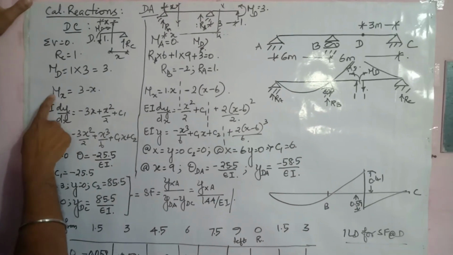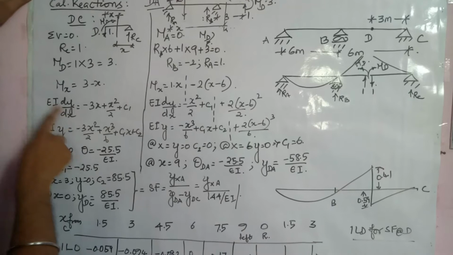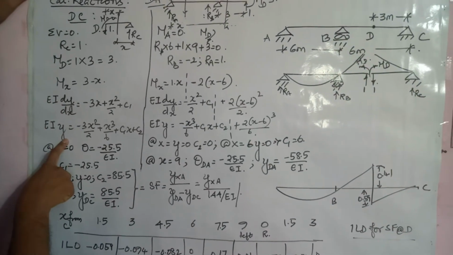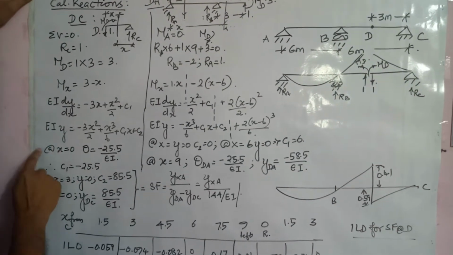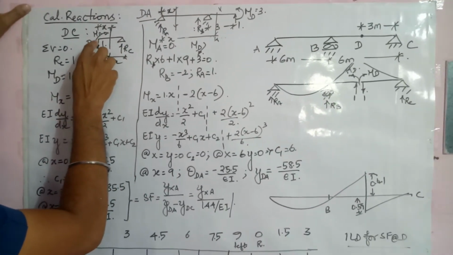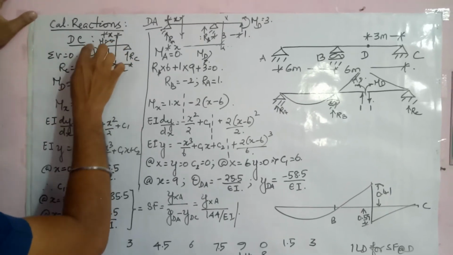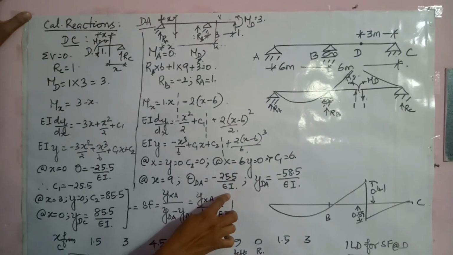So I have written the moment at the section as 3 minus X, and I have integrated it and found out the slope equation, and again integrated it and found out the deflection equation. And applying the limit at X equal to 0, see this is the point X, but here X is equal to 0, we have the slope value, right? Theta D, we have found out the theta value as 25.5.